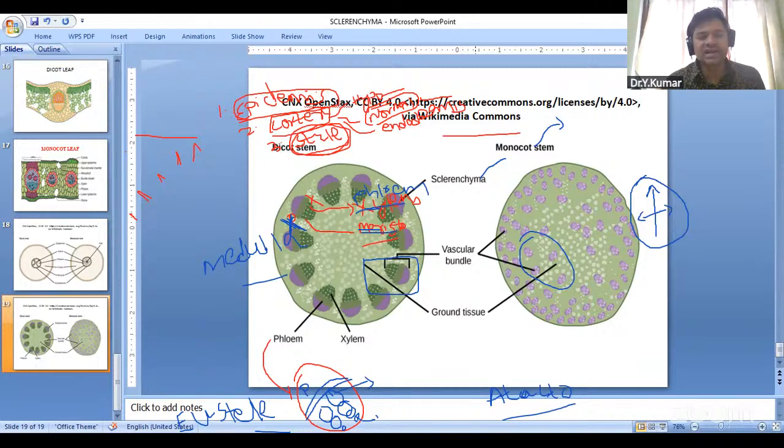And this is secondary growth and abnormal secondary growth, very, very important in theory exams.